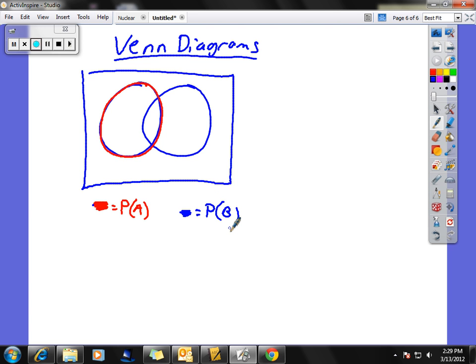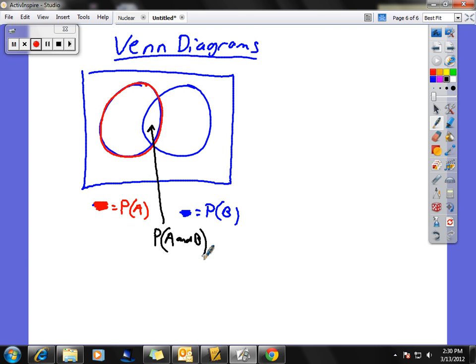B happening. Now there's an overlap here though, okay? So this overlap here, this section here, that's P of what? A and B. A and B, okay? Now, you have to be careful when you're putting numbers into these. You're always going to start with the P of A and B number, and put that in the middle there.